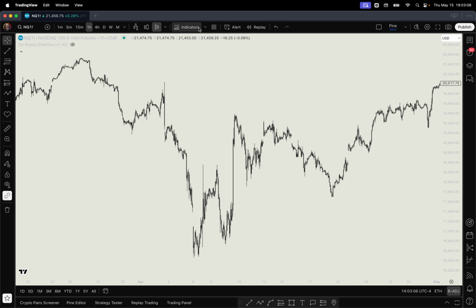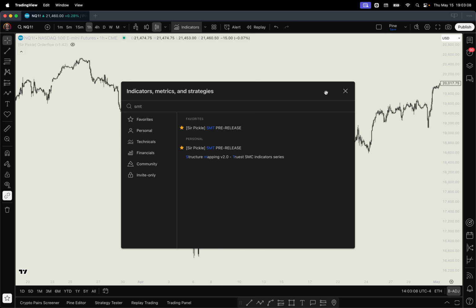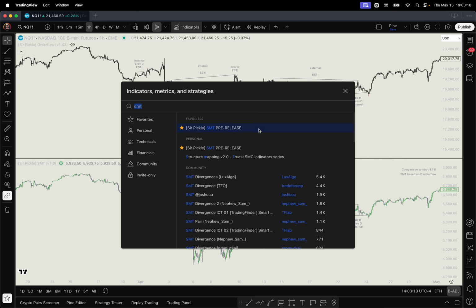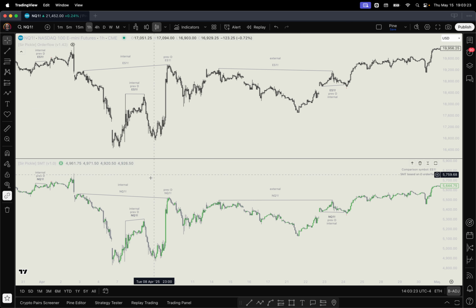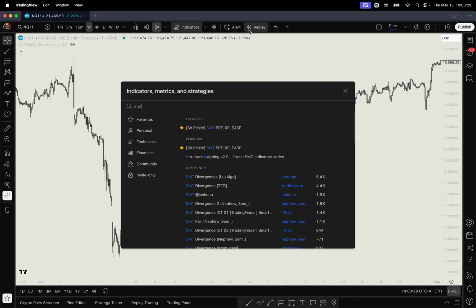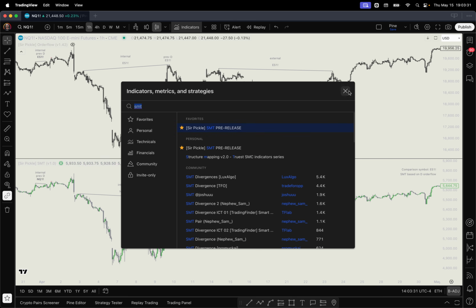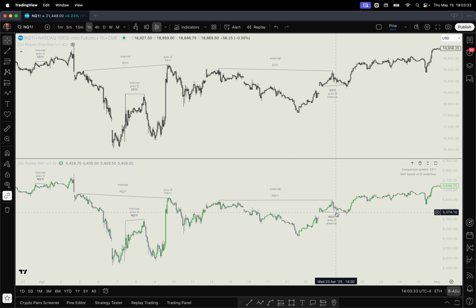And I am adding now the SMT indicator, which at the time of the release of this video will be called SirPickle SMT. That will be all. And then you will have this indicator on your chart. What you noticed is we got a second chart down here, which is really the indicator. Let me show you that again. So I'm adding the SMT indicator and we are getting an extra chart here. What you see there is the comparison symbol.